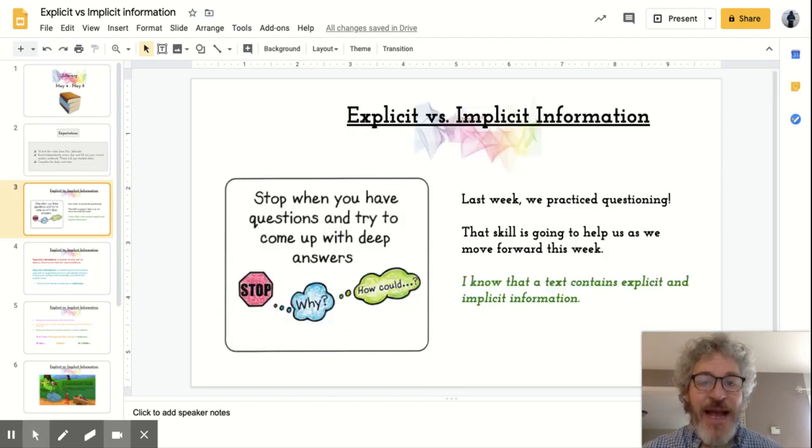So let's take a look at explicit versus implicit information when reading a text. As you're reading, you're going to stop when you have questions and try to come up with deep answers. Last week, that's what we were working on while we were reading. We were checking our thinking. That skill is really going to help us as we move forward this week. Our learning objective for this week is: I know that a text contains explicit and implicit information. Now we're going to learn about what those two terms mean.